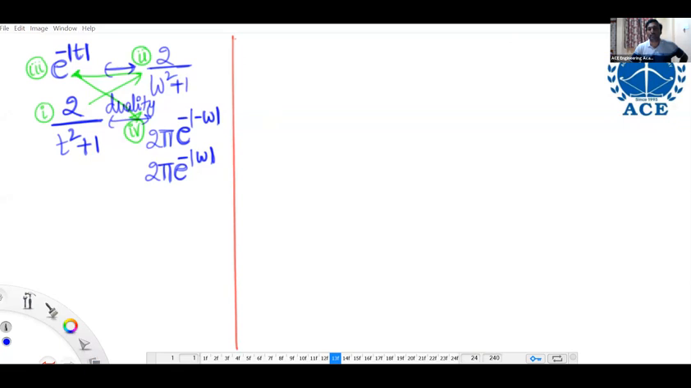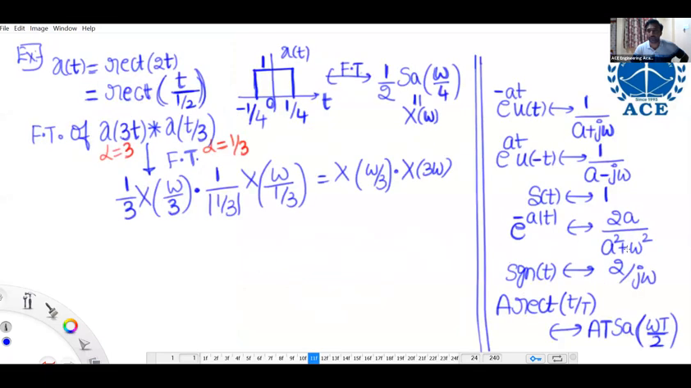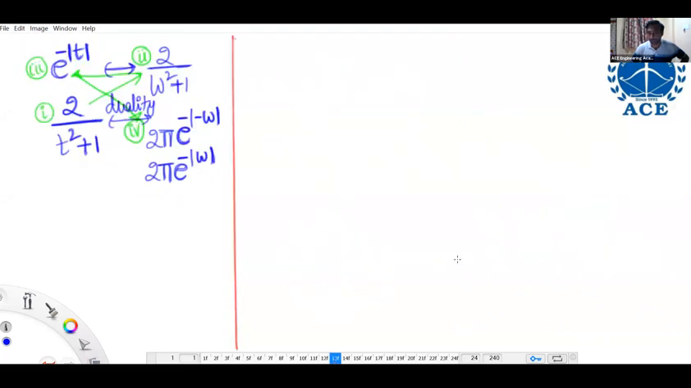Apply duality for the signum function. What is the signum formula? You already know. The signum spectrum is 2 by j omega. Take this formula first: the signum Fourier transform is 2 by j omega. Apply the duality property for that.